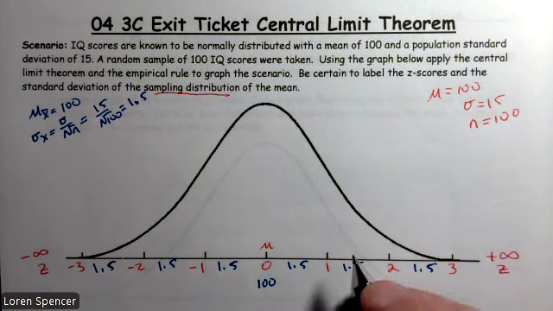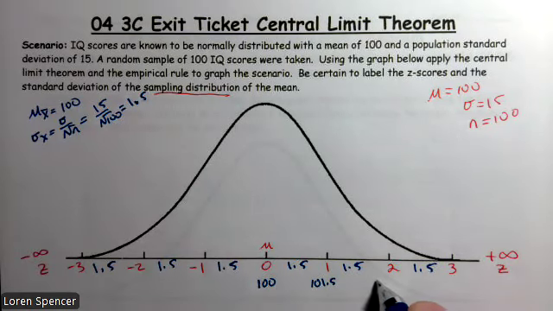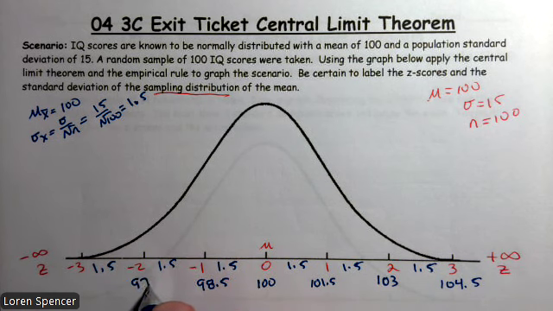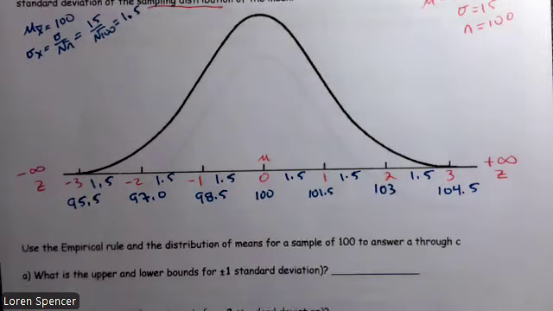Well, if this is 100, this means this is 101.5 because I just added to it. This makes this 103, and this makes this 104.5. Taking away 1.5, I end up at 98.5. Take away another 1.5, and I end up at 97.0. And taking away another 1.5, I end up at 95.5. All right.